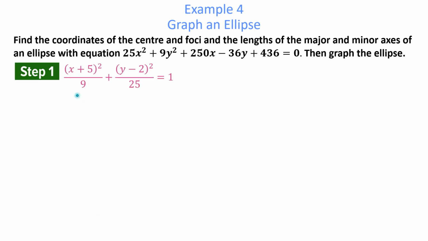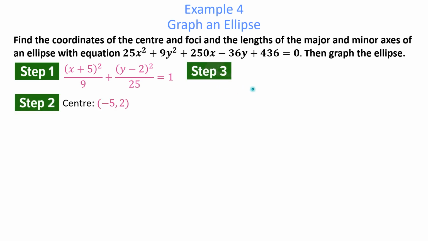So now that we have the equation in standard form, we can find out the center of the ellipse. So we know that h will be equal to minus 5 and k is equal to 2 to give us the coordinates minus 5 and 2. So we can see that from here and there.